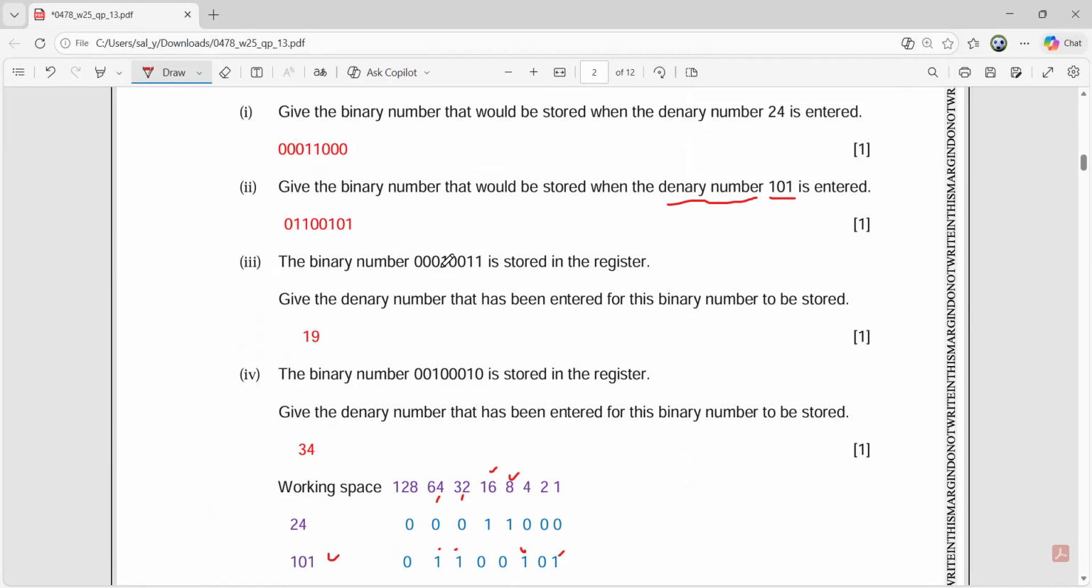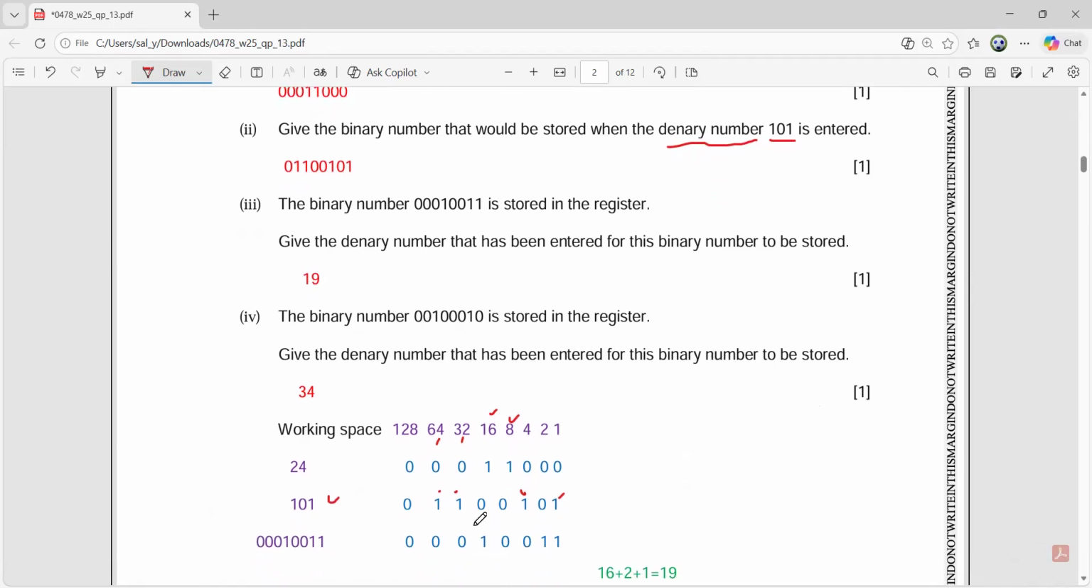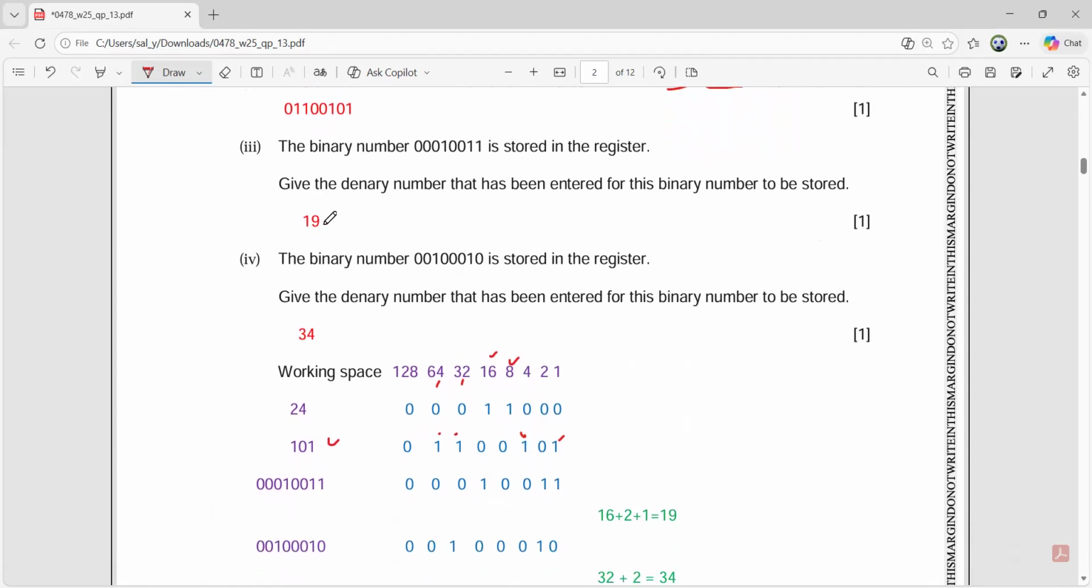Okay, fine. Part 3. The binary number 0001 0011 is stored in the register. Give the denary number that has been stored for this binary number. Now what will you do? You will simply put it in the same register, and you will be adding all those bits that are turned on. So 0001 0011. You can see which bits are turned on. 16 is turned on, 2 is turned on, and 1 is turned on. So simply add 16 plus 2 plus 1 and you get 19, and this is your answer.